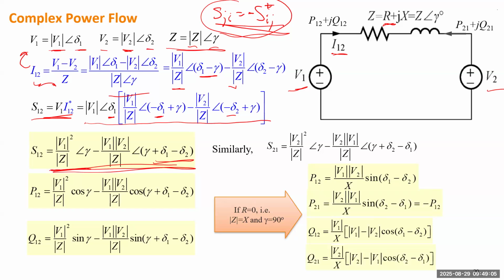Similarly, we can get the active power sent from the right-hand side. We just need to swap 1 and 2, right? And then this one will be negative P12. So this conclusion is the same as that approximate formula. Remember, we have P12 and P21 to be opposite. The Q will have this formula, will be this one.